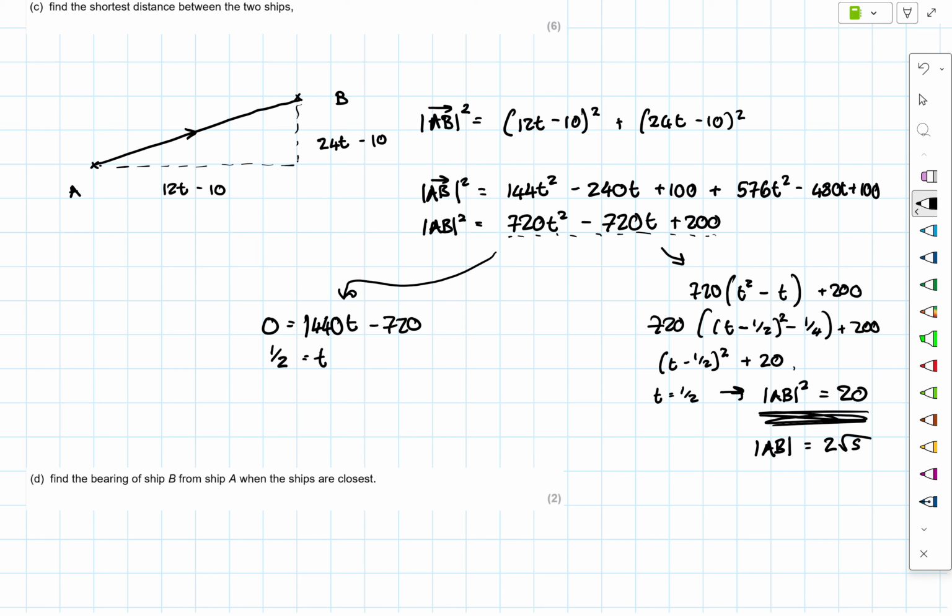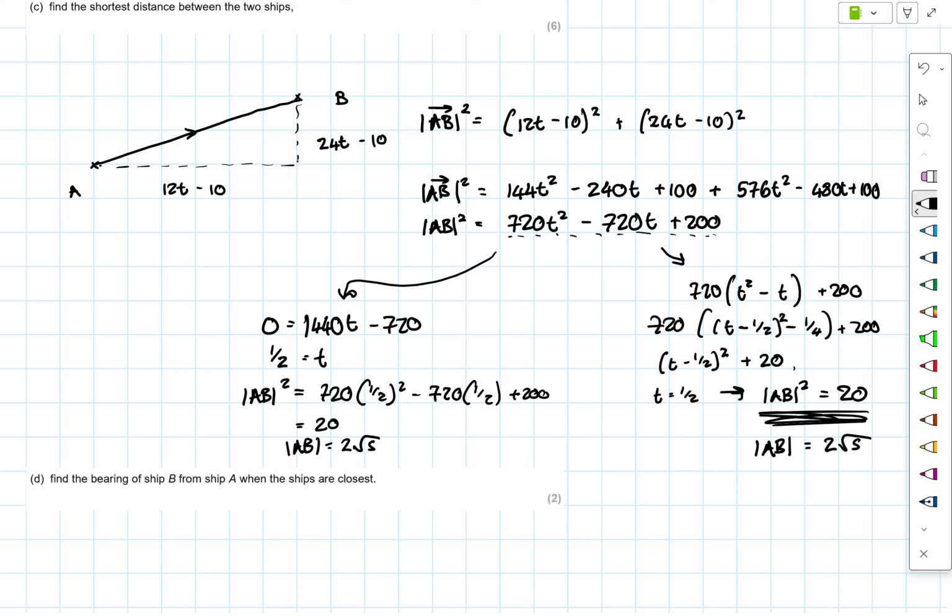For the differentiation way, I do have to sub back in. So I would have to say AB squared equals 720 times a half squared minus 720 times a half plus 200. That gives me equals 20. That gives me that AB equals √20, which is 2√5. So actually, in some ways, I guess completing the square is kind of easier there. It depends how confident you are algebraically. Either way, neither of those two methods should be hard for you.